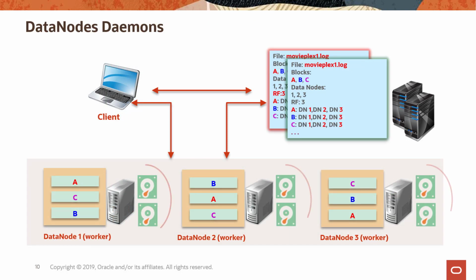DataNodes use local disks in the commodity servers on which they run for persistence. All the data blocks are stored locally, which improves performance. DataNodes serve read and write requests from clients. They perform block creation, deletion, and replication based on instructions from the NameNode.